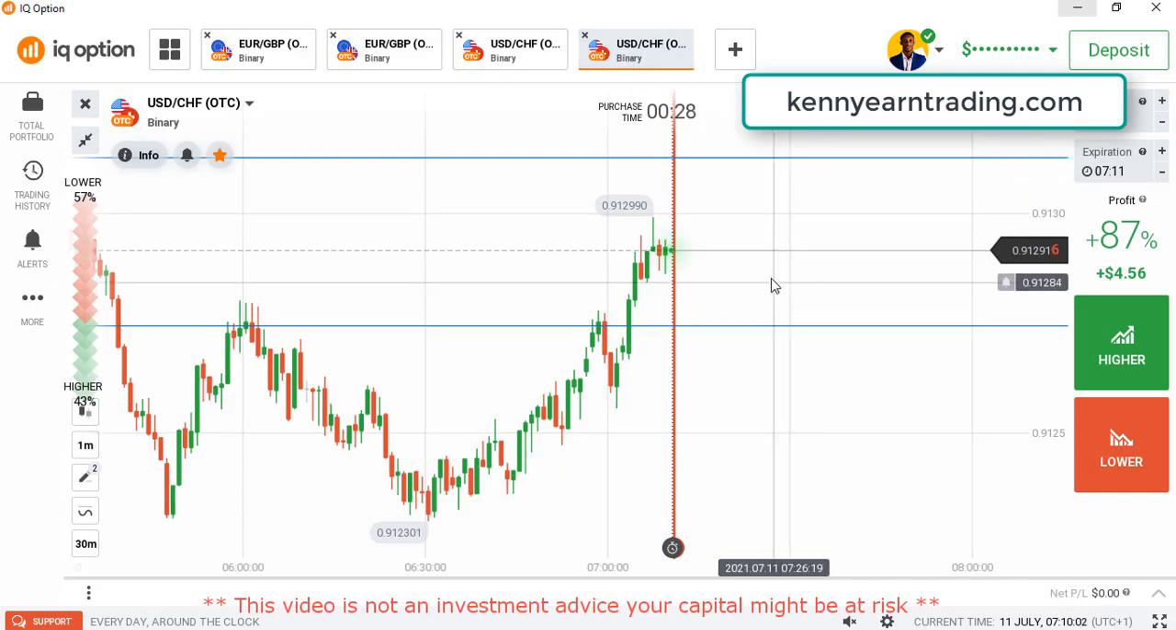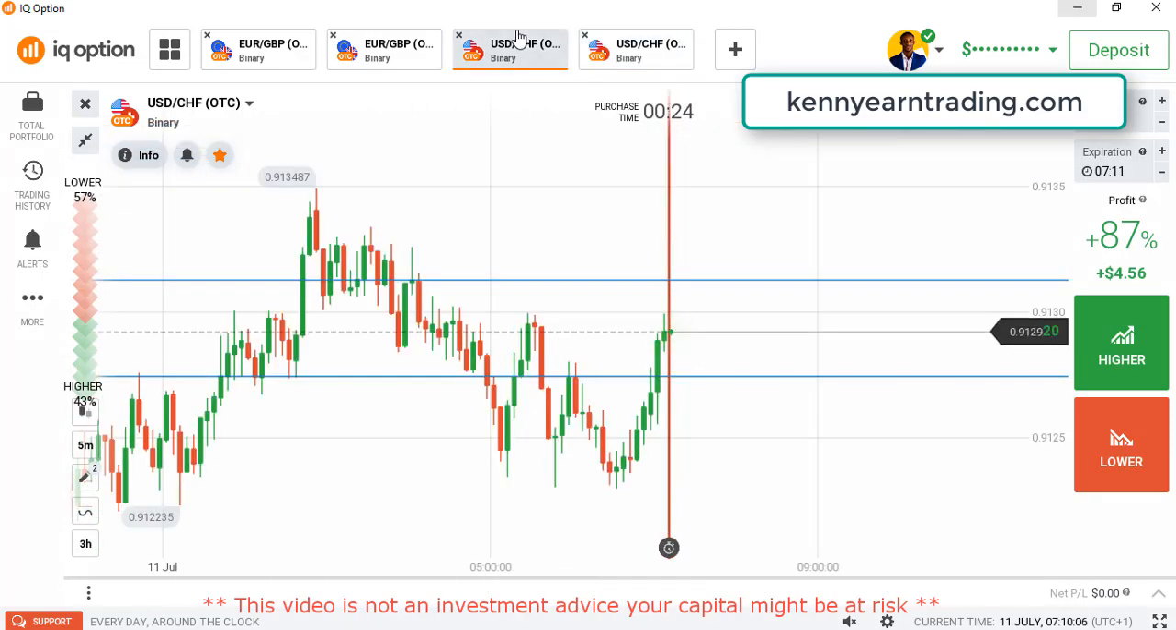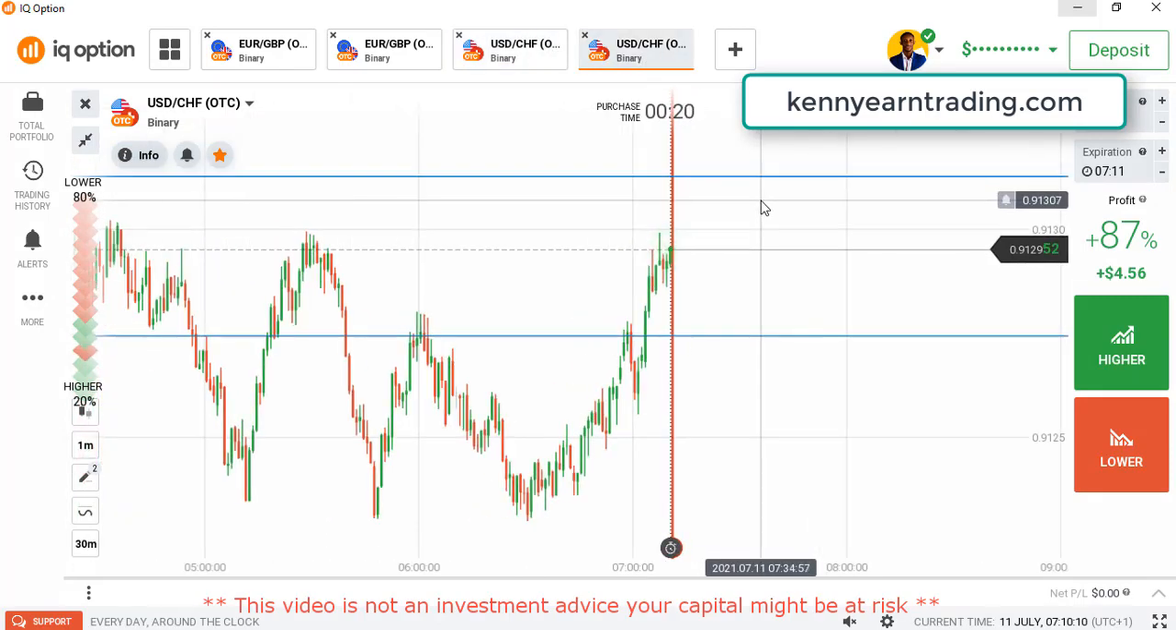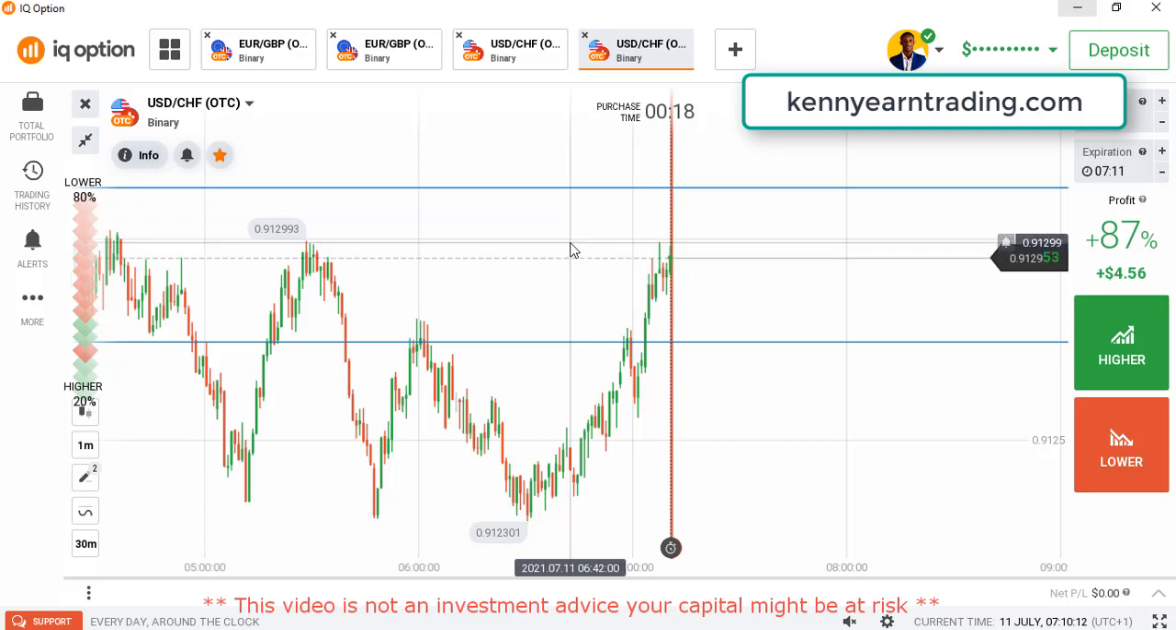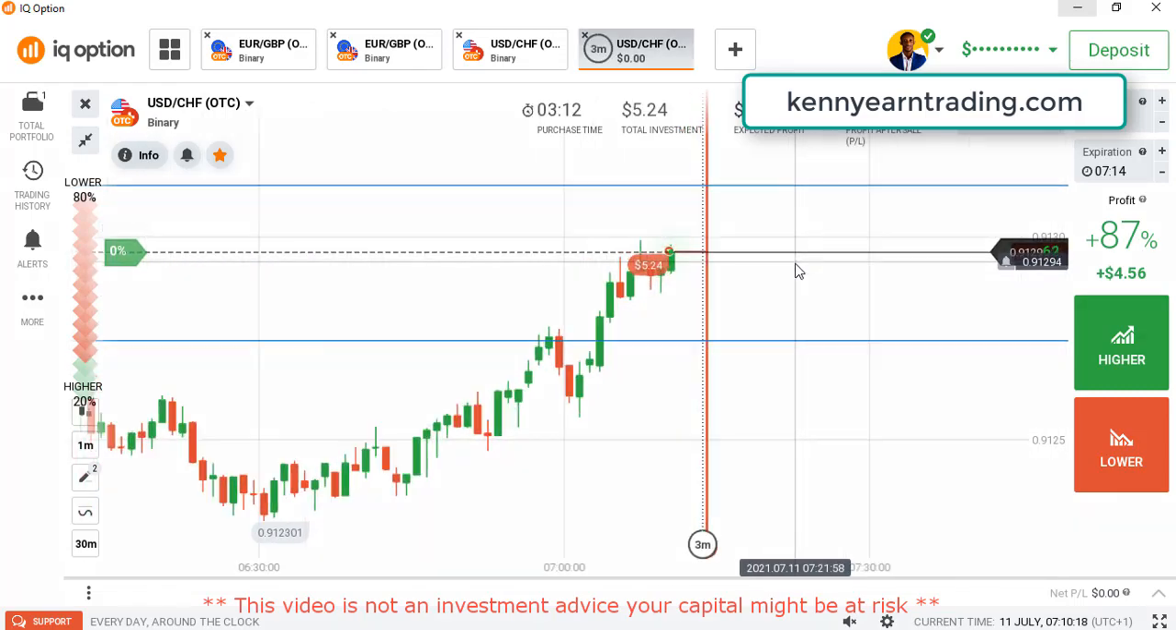Okay, so having said that, I'm already seeing weakness in buyers to continue the uptrend, so we might be getting some retracement on this pair in the form of higher highs and higher lows. So for that, for 4 minutes, I'll go with the lower option here.